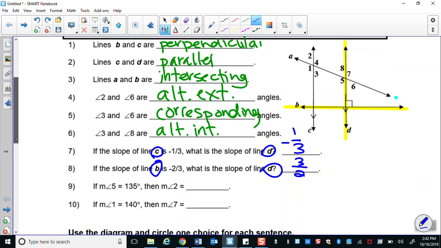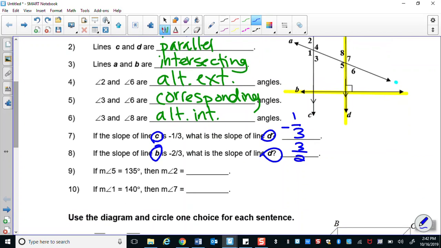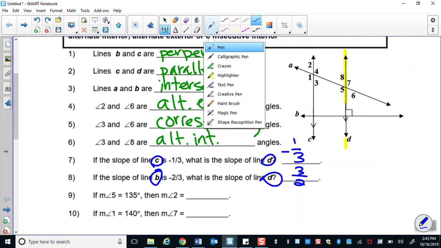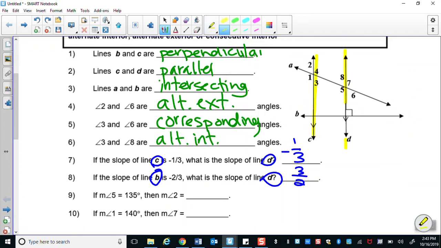Okay, if you look at 9 and 10 now, we're looking at the parallel lines again. So now you're just applying the 5 relationships that we learned with parallel lines. Okay, so if angle 5 is 135, so we're looking here at 5 being 135, you can label it with your pencil if you want, then it's asking for angle 2.